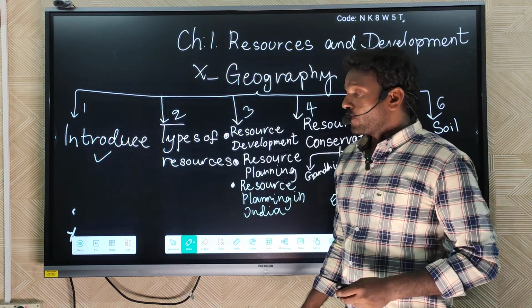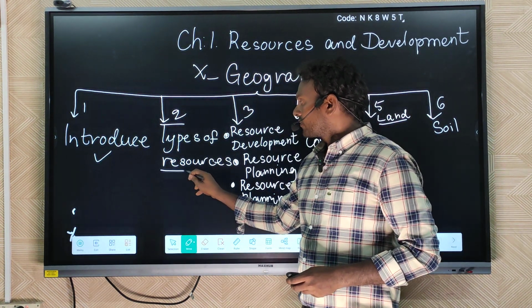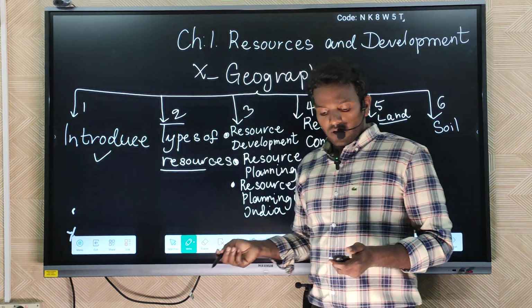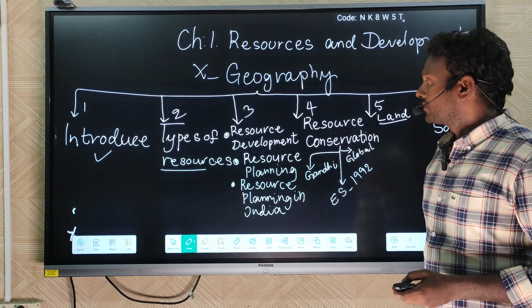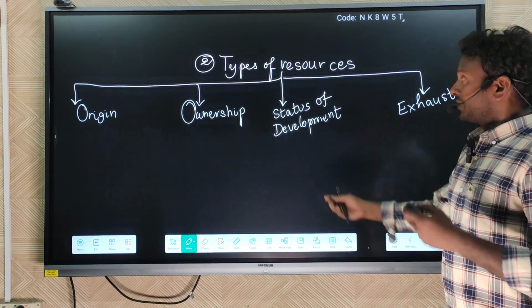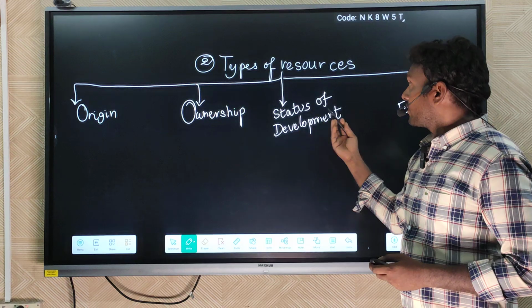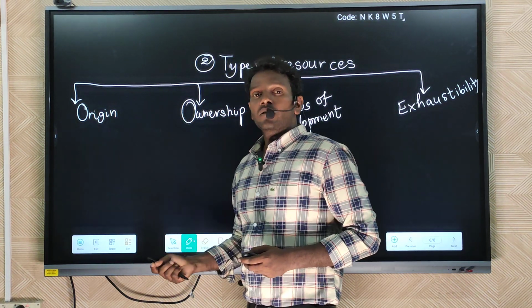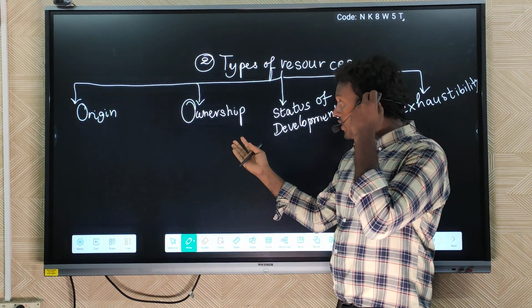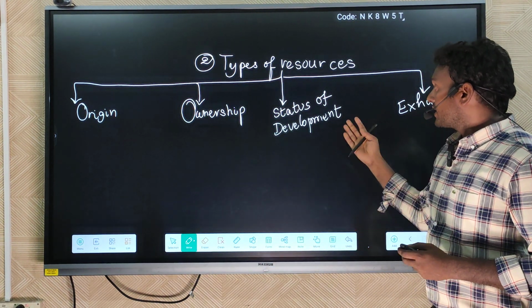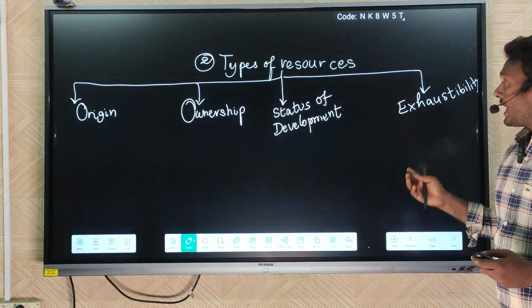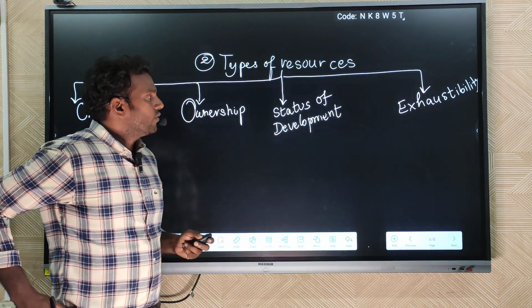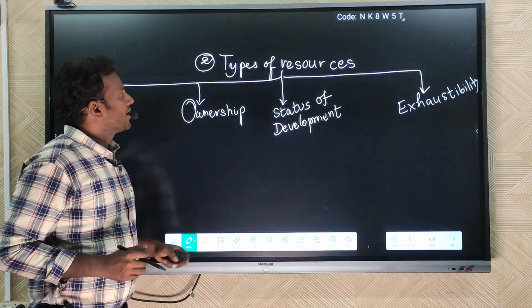Coming to today's class, we are going to discuss types of resources. How many types of resources are there? On what basis are these resources classified? We are going to discuss this in this class. Resources are mainly divided into 4 groups. Based on origin, based on ownership, based on status of development, and last, based on exhaustibility. We will discuss each and everything line by line in this class.